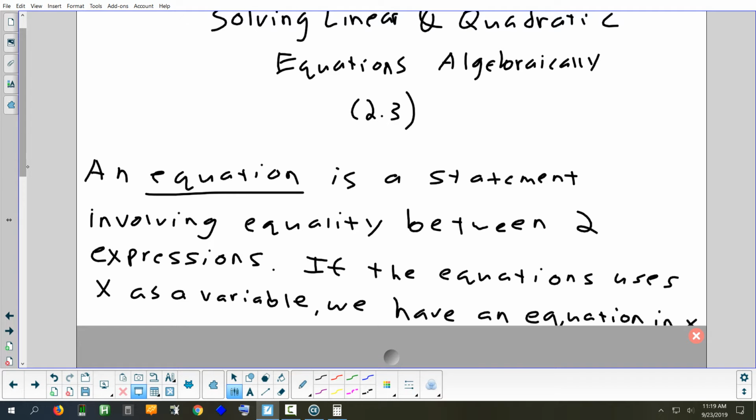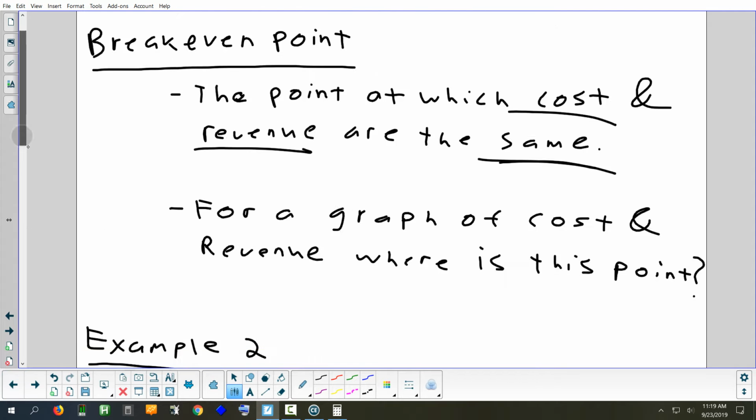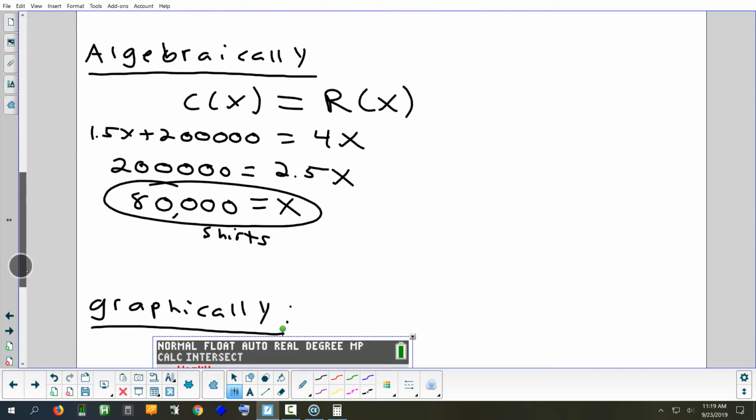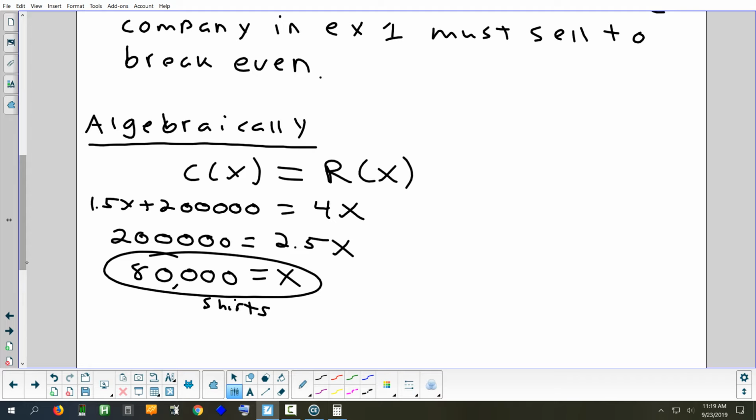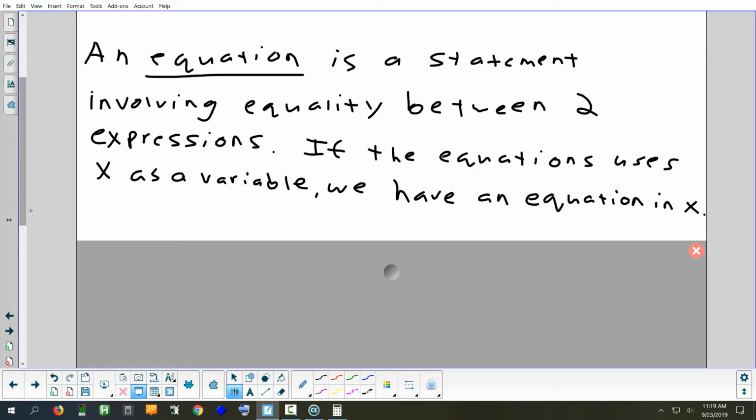Okay, so remember, an equation is any statement that has an equality or an equal sign between 2 expressions. If you use x for your variable, sometimes people say write an equation in x, like that's what I did here. This is cost as a function of x, this is revenue as a function of x. Okay, if you used L for your variable, you could write an equation in L. It just means L is the variable, that's all.